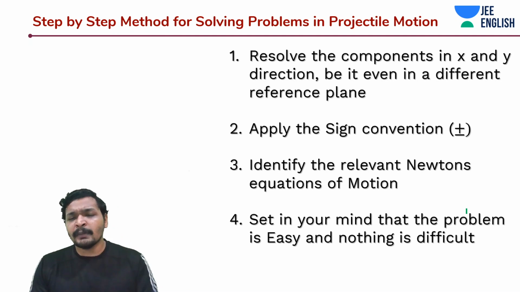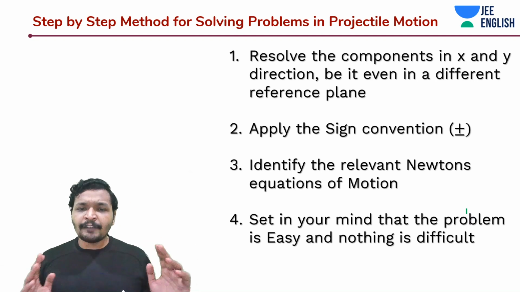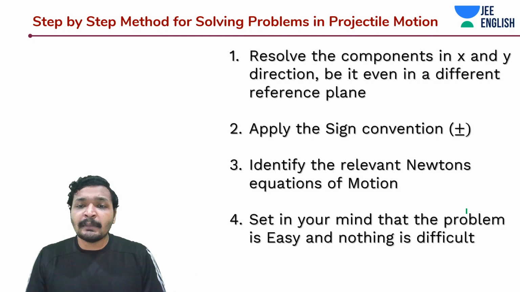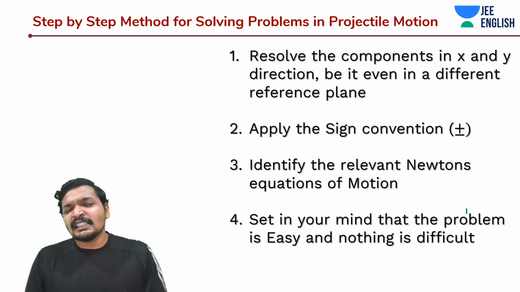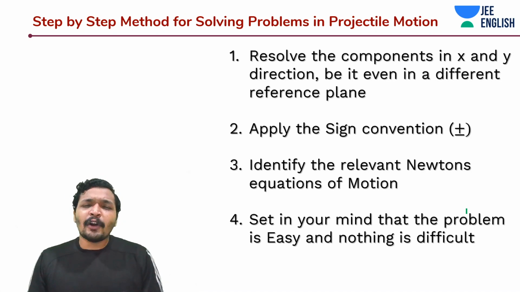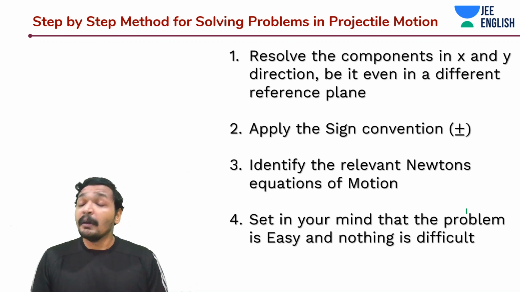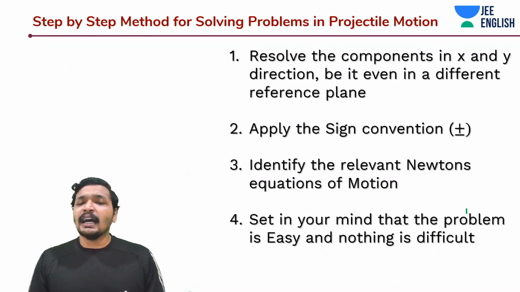So what are those 3 things that you have to remember while solving the problem? Resolve the components in x and y direction, be it for any reference plane. Apply the sign convention. Identify the relevant Newton's equation of motion. This is applicable for pretty much any 2D kinematics motion that involves Newton's equation of motion. And remember this, the most important thing: solving any problem is easy. You have to get into your mind that the problem is easy. Nothing is difficult. But be mindful of the time.